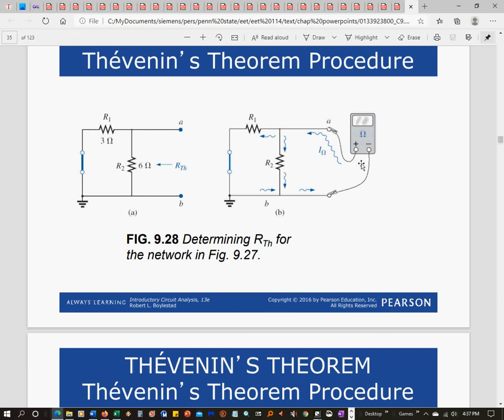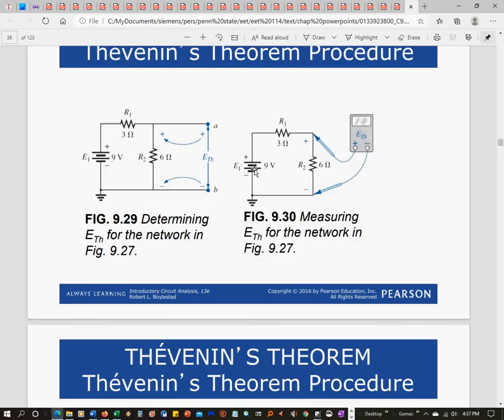And then pretend like you have an ohm meter, a multimeter across these two terminals. So you're measuring the total resistance across these two. Now obviously with these two, R1 and R2 are in parallel. Okay, so you would figure out that equivalent resistance, which is going to be your R Thevenin.